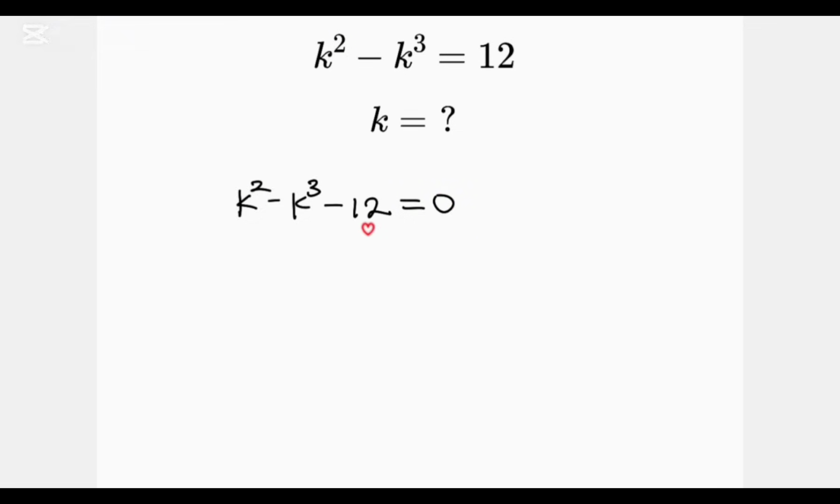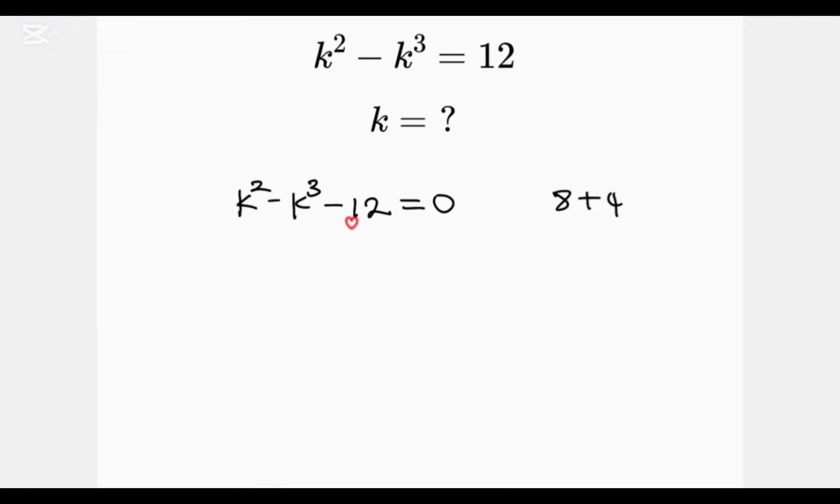Now, our next step will be for us to split 12 into the sum of two numbers. There are different ways to split 12, but I'm interested in 8 plus 4. The reason is because on our original expression, we have k squared, which is a perfect square, and k cubed, which is a perfect cube. So we split 12 into 8, that is a perfect cube, and 4, that is a perfect square.